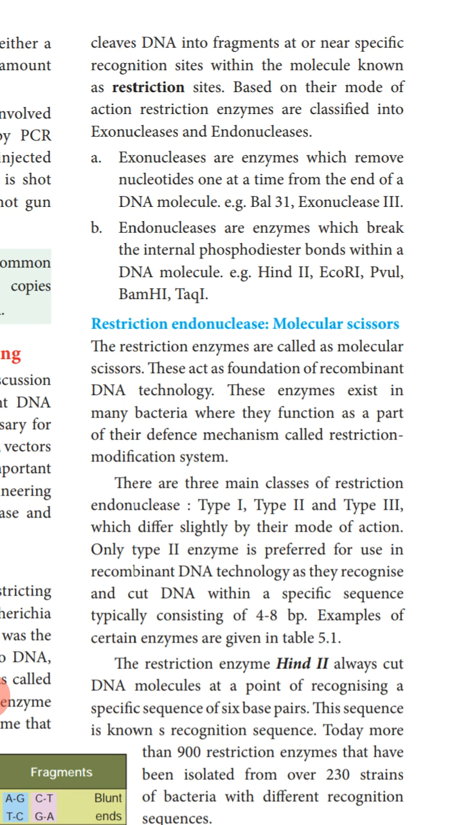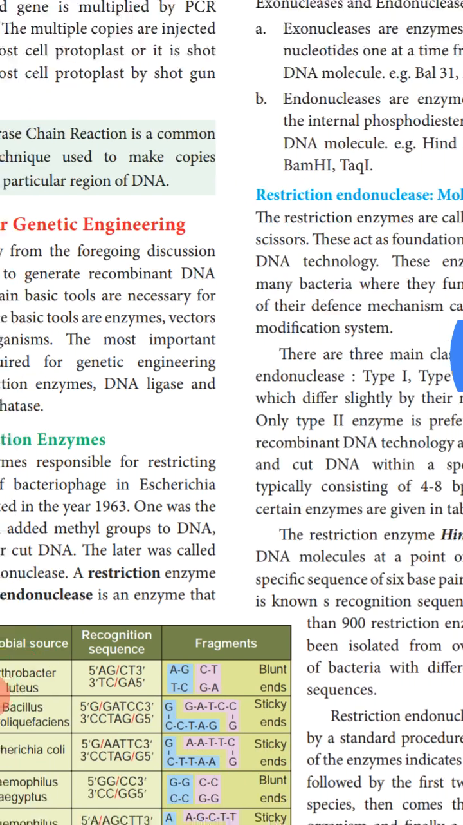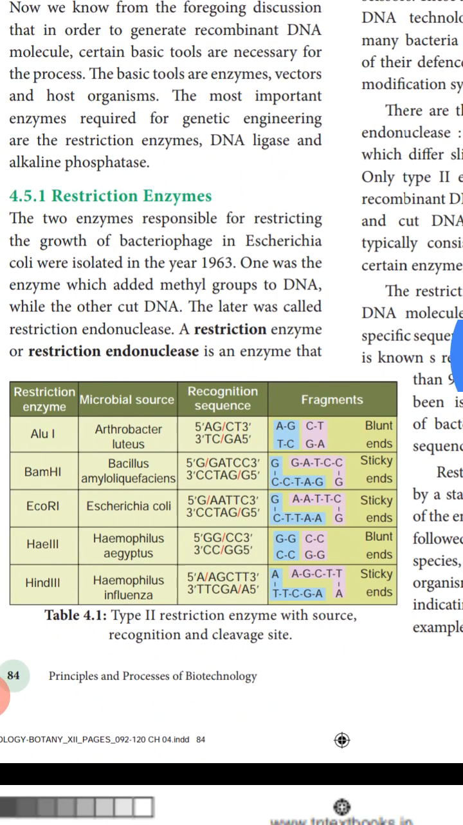Now this type 2 restriction endonuclease enzyme can cut a DNA sequence consisting of 4 to 8 base pairs. So a small sequence of DNA can also be cut with the help of the type 2 restriction endonuclease. Examples of certain enzymes are given here, so we will be studying the different type 2 restriction endonucleases.